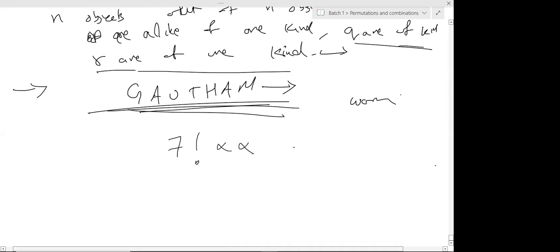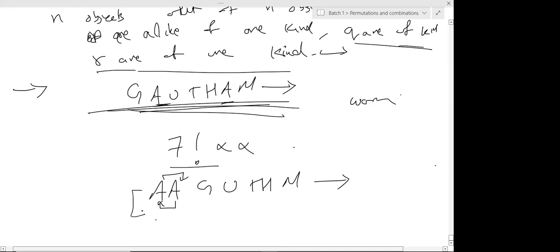But this is not the case because see, we have two A's here, right? So suppose I write A G U T H M. This is one word. Now I change this A to here and this to here. Again, I'll be getting the same word, right? So these are not two different cases. But when I did 7 factorial, I counted this as different cases. So this problem arises when p are alike. That means some letters are of the same type.